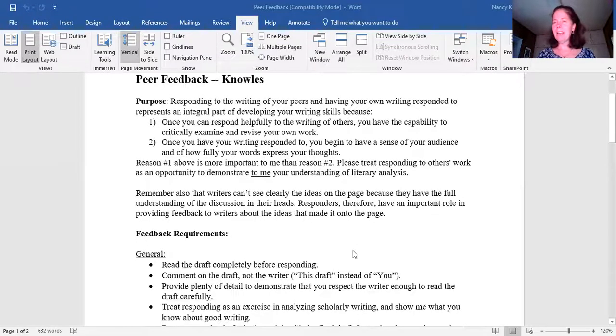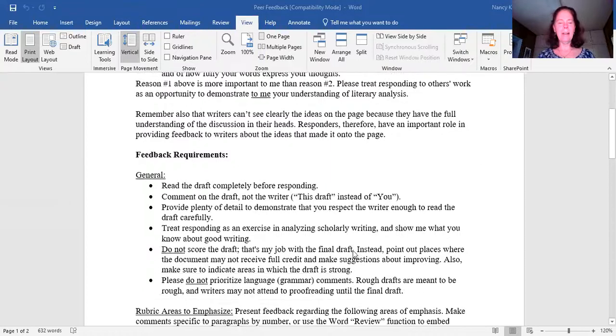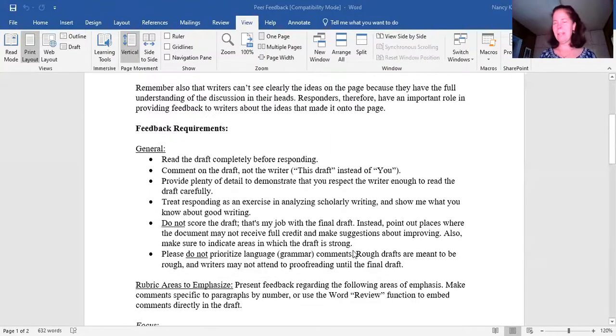Okay, so some guidelines for what to do as you work with someone else's stuff. Make sure to read the draft in full before you start commenting. Otherwise, you could waste a lot of time making notes about things that are dealt with in the next paragraph. I often teach myself that lesson when I'm up late at night trying to get draft feedback done.